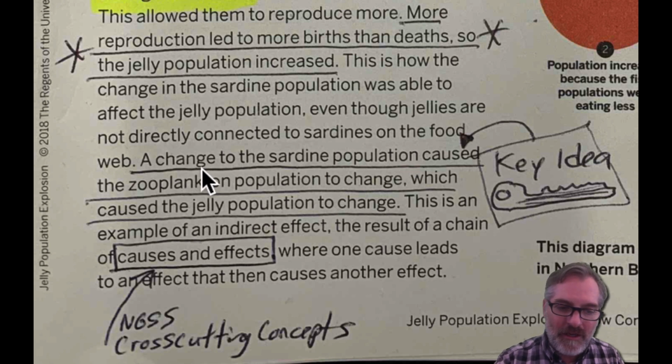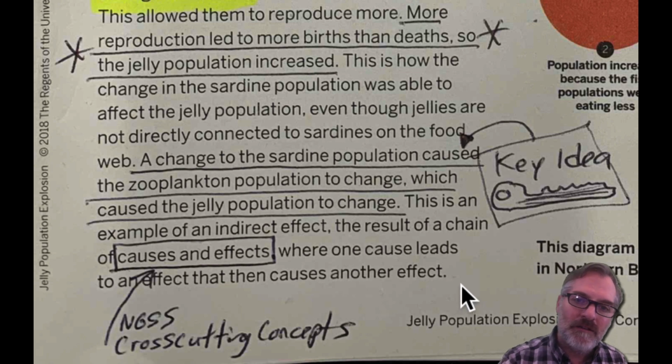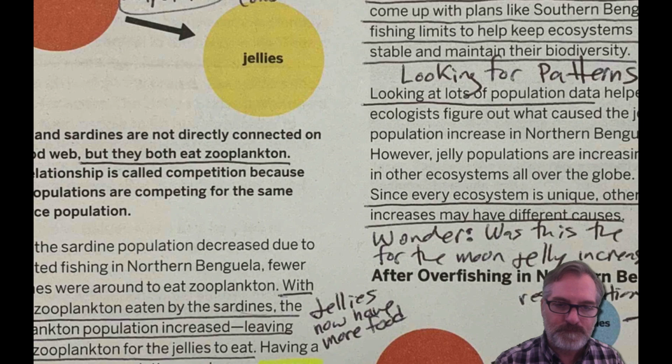Key idea right here. A change to the sardine population caused the zooplankton population to change, which caused the jelly population to change. This is an example of an indirect effect, the result of a chain of causes and effects. So remember, that's one of our cross-cutting concepts in the Next Generation Science Standards. That's where one cause leads to an effect, then that effect is the cause of another effect, an indirect effect.